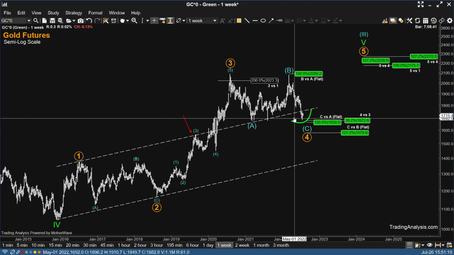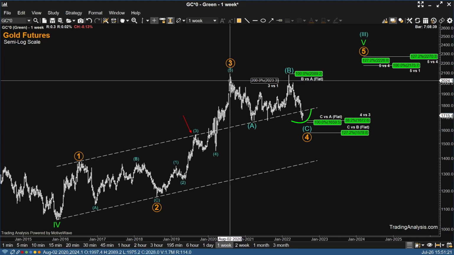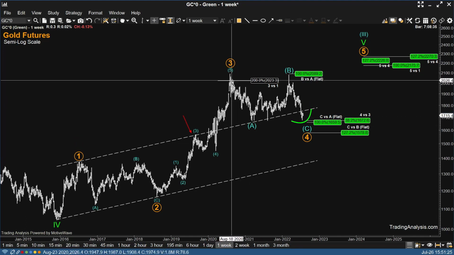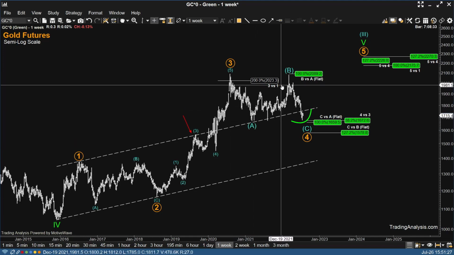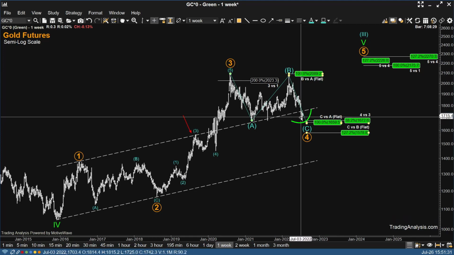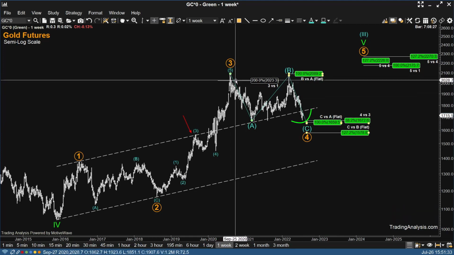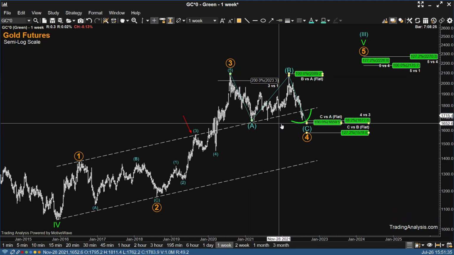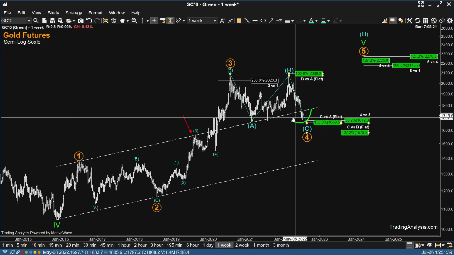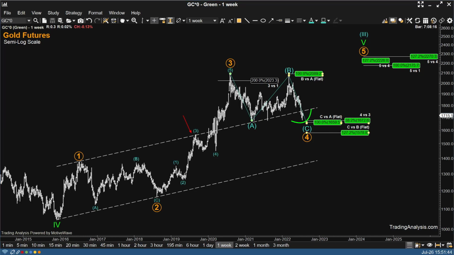And in addition to that, we also have a quality to the August 20 through Feb 21 decline, meaning if you were to measure the magnitude of that decline and project it from your B wave high, this particular downturn being equal to the move from August of 20 through Feb of 21 comes in at 1659.5.